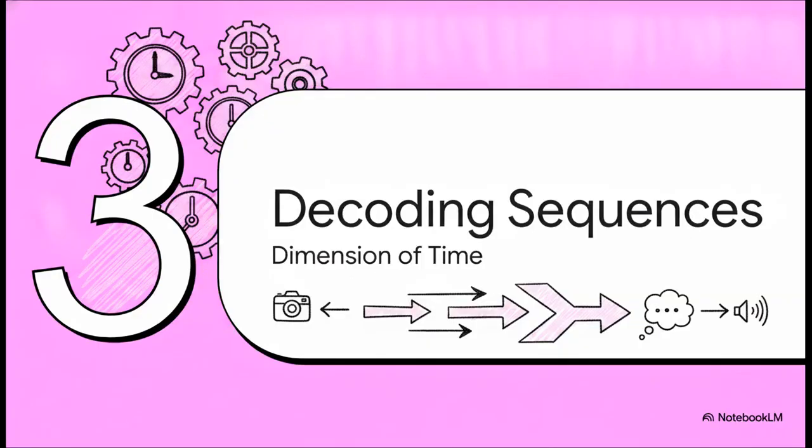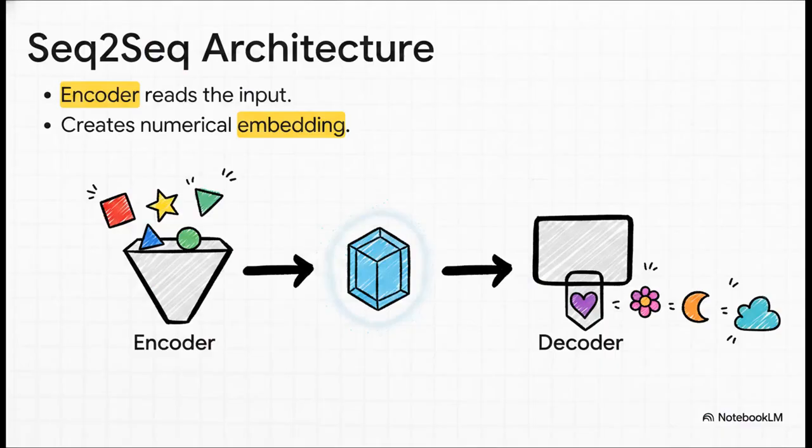Okay, Section 3, decoding sequential data, bringing in the dimension of time. So far, we've talked about static stuff, but what if your model needs to translate an entire sentence over time? You can't just classify that all at once. For this, we need sequence-to-sequence learning, or seq-to-seq. It uses this really elegant 2-part architecture.